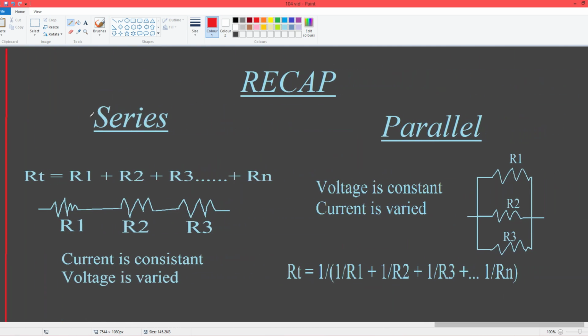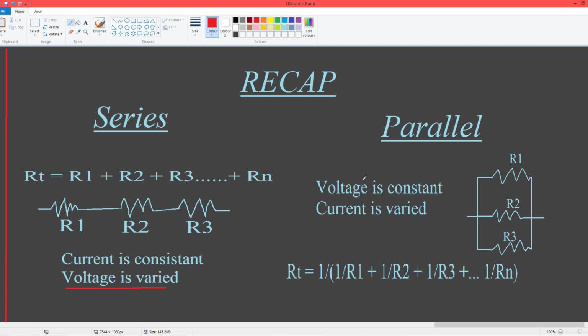And then to recap, series, simpler, it's one after the other. To find something such as resistance, you simply add. Current is consistent, it is the voltage that is varied. Voltage is varied, current is consistent in series.